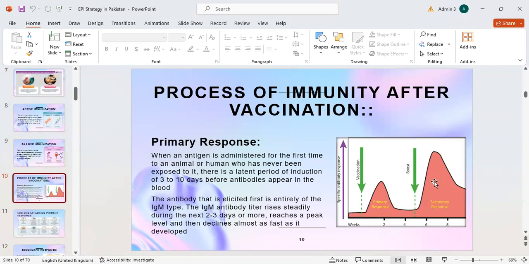Process of immunity after vaccination. Primary response. When an antigen is administered for the first time to an animal or human who has never been exposed to it, there is a latent period of induction of 3 to 10 days before antibodies appear in the blood. The antibody that is elicited first is entirely of IgM type. The IgM antibody titer rises steadily during the next 2 to 3 days or more, reaches a peak level, and then declines almost as fast as it developed.